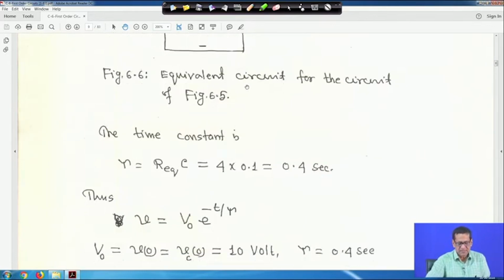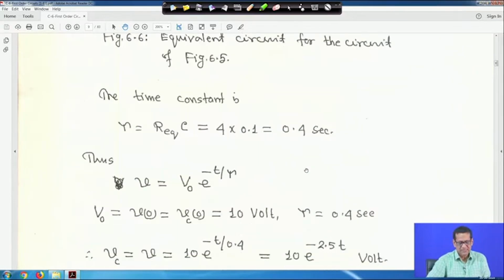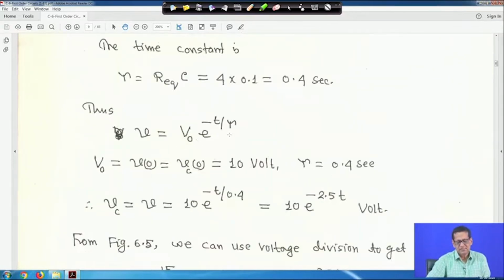So, the time constant tau is equal to, we have seen, R C. So, it is R eq into C. So, R eq is 4, C is 0.1. So, 0.4 second, right, and V is equal to V0 e to the power minus t by tau, but V0 is given as 10 volt. So, V0 is equal to Vc0 is equal to 10 volt, it is given, and tau is equal to 0.4 second. Therefore, Vc is equal to V is equal to 10 e to the power minus t upon 0.4. So, that is 10 e to the power minus 2.5 t volts. This is a simple thing. From the previously developed formulas, we are just putting in the data.